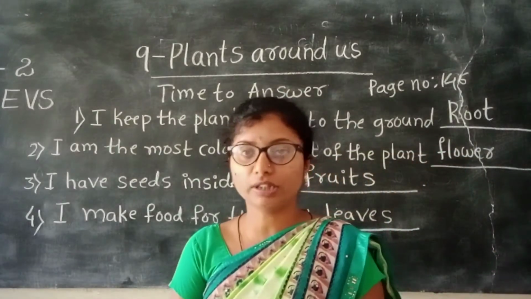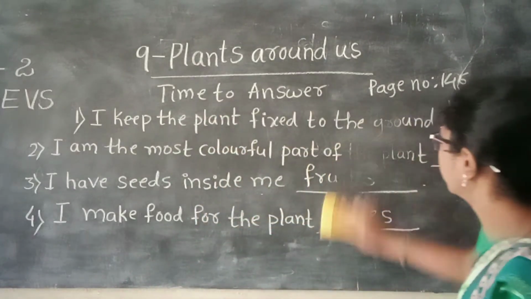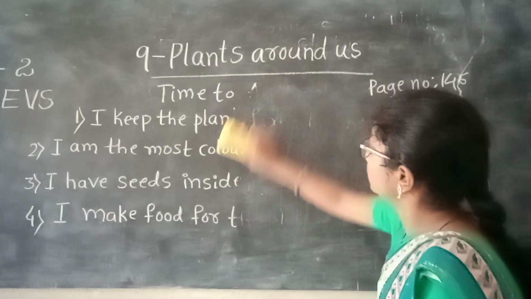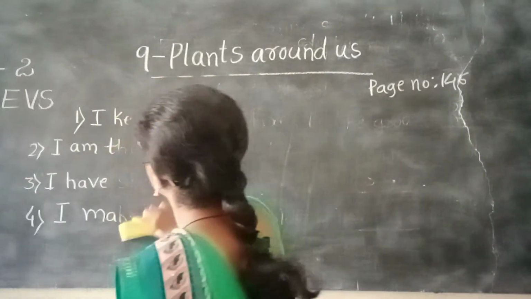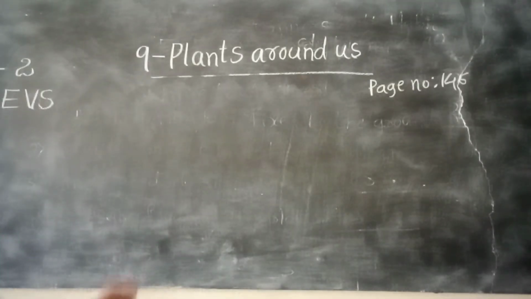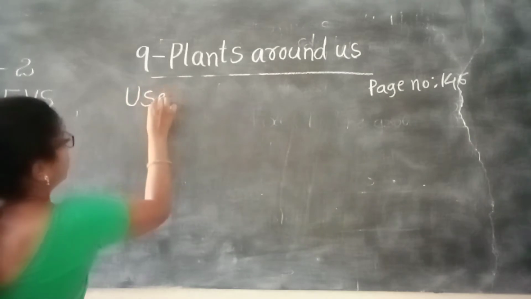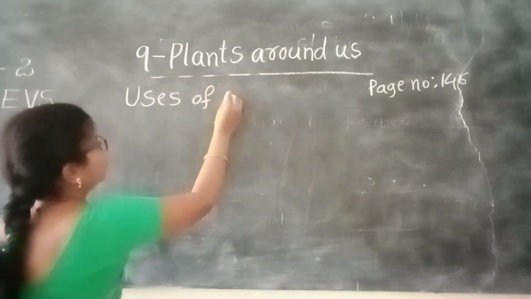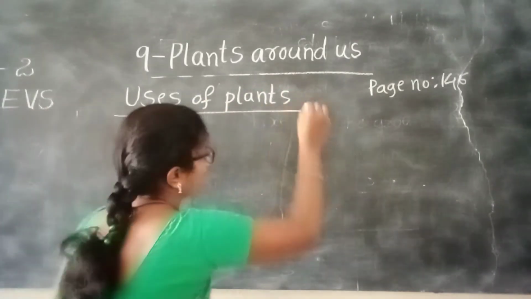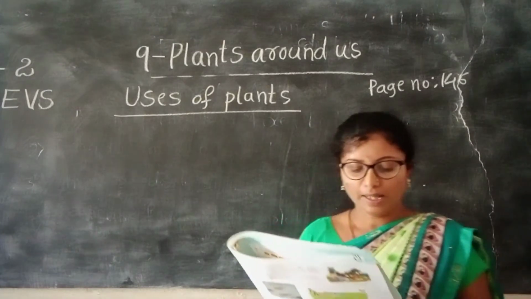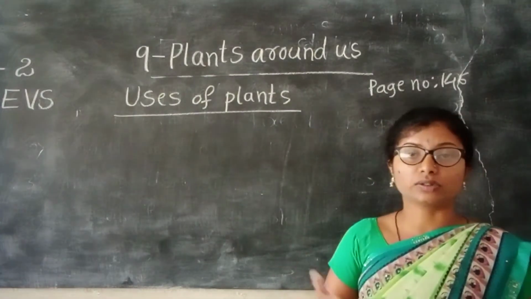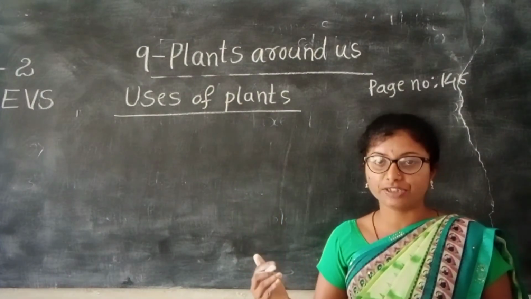Next, move on to the uses of plants. What are the uses of plants? Okay, first one: plants keep the air clean and fresh. It helps us, it keeps the air clean and fresh.